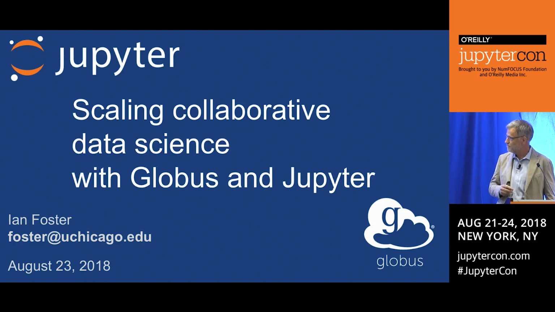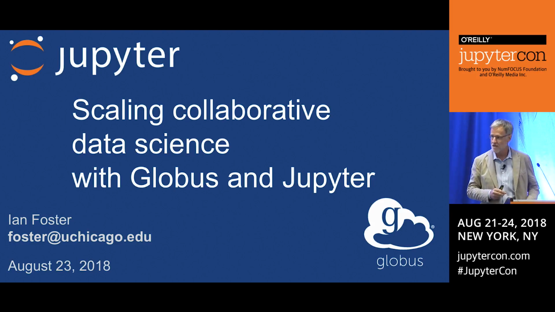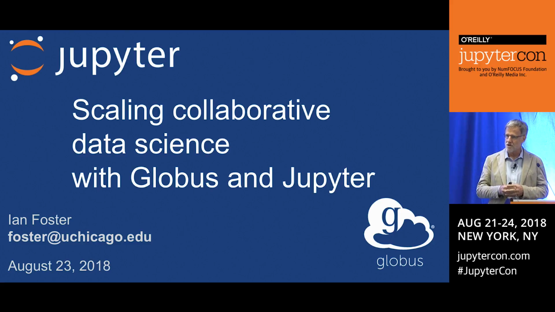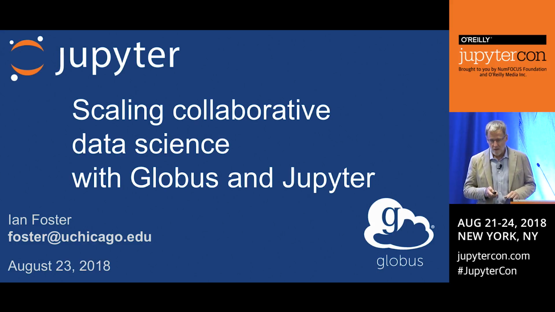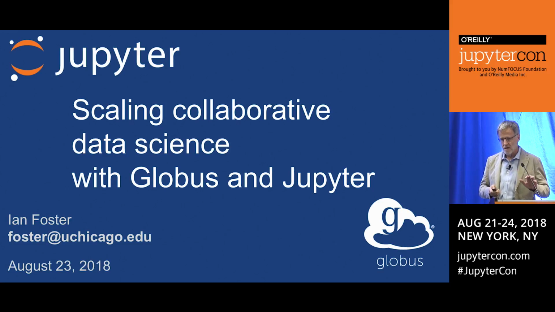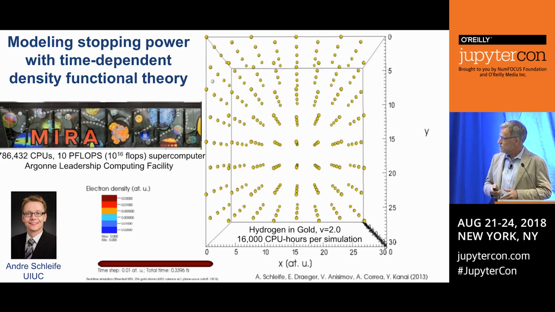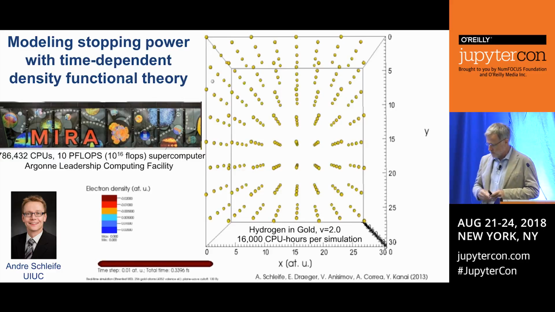So this is, as you can see, a talk about a particular technology called Globus and how we are using it, and you can use it, to address challenges of big distributed data science in the Jupyter environment. So it's going to be somewhat tutorial and somewhat just sort of hand-waving and slides. So here's the sort of problem that motivates our work.